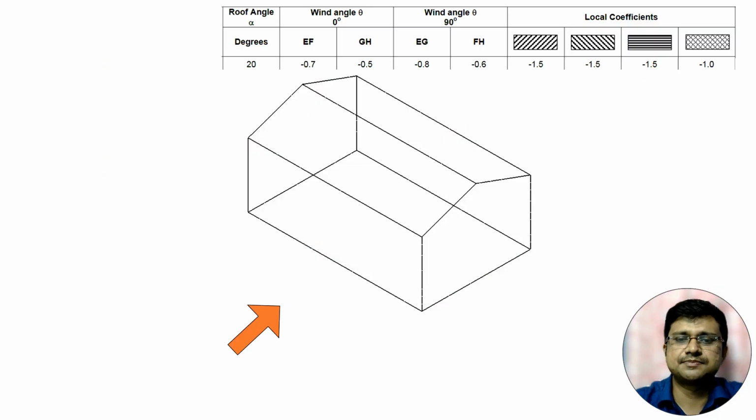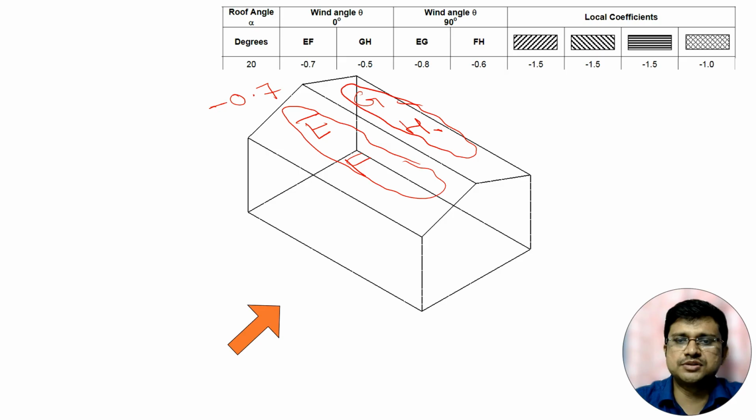So if I go to a clearer image, here, this is E, F, G and H. The average pressure coefficient for this face will be minus 0.7. The average pressure coefficient for this face will be minus 0.5. And the local pressure coefficient for this zone will be minus 1.5, and the local pressure coefficient for this zone will be minus 1. So this is when wind is coming from 0 degree.